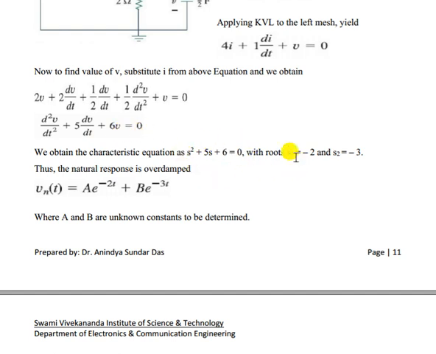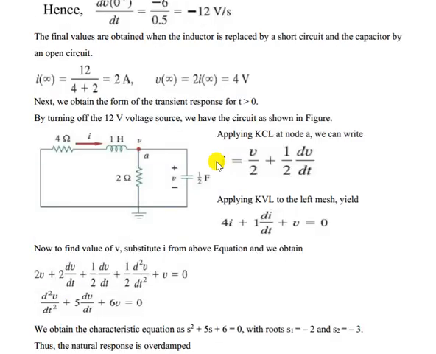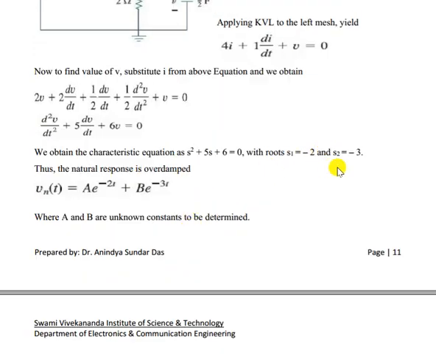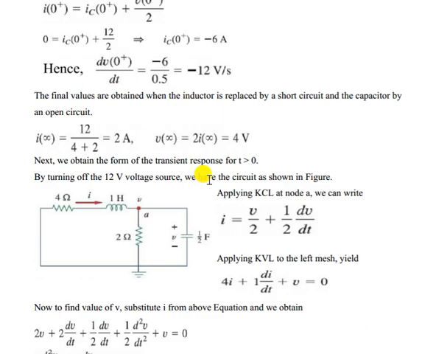So from this we can find out the roots are -2 and -3. That means it is the overdamped case. So here what I am trying to do is form the differential equation, not just directly find the alpha and omega 0 value. By forming this differential equation, we can find S1 and S2, then we can determine the overdamped case. How can I say overdamped without finding alpha and omega 0?